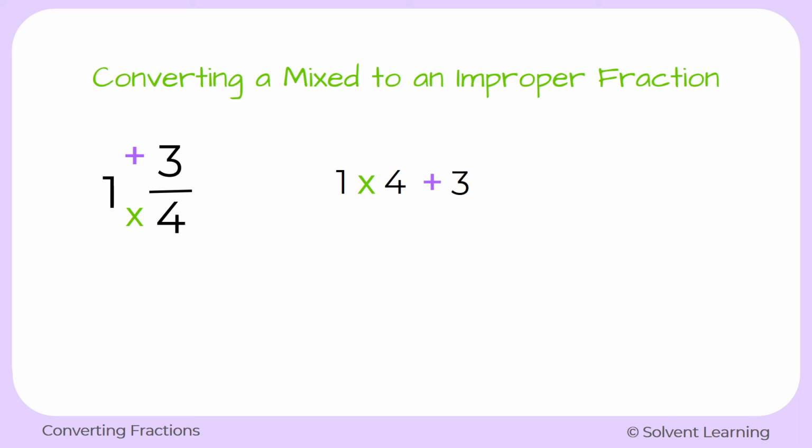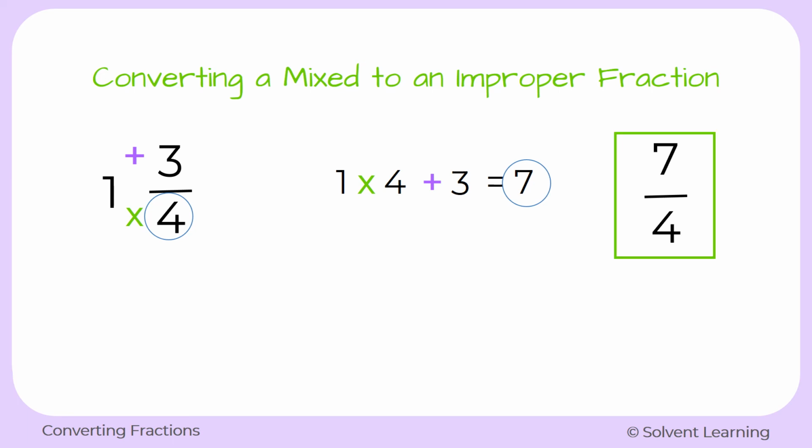Now let's see what this gives us. 1 times 4 gives us 4, then add 3 to that, and we get 7. That 7 is going to be the numerator of our improper fraction. And then to figure out what the denominator is, we just look at the denominator of the fraction part of our original mixed fraction, which is the 4. So we keep that same denominator. And now we're back at our 7/4 as our improper fraction.